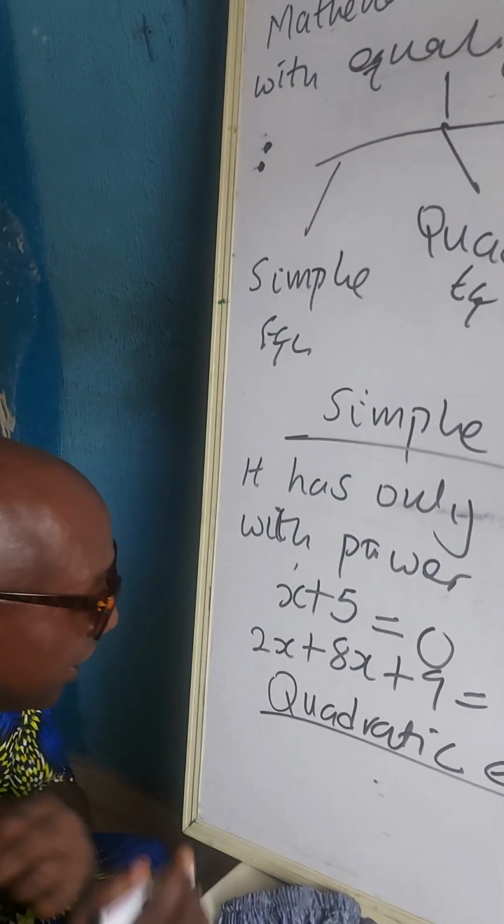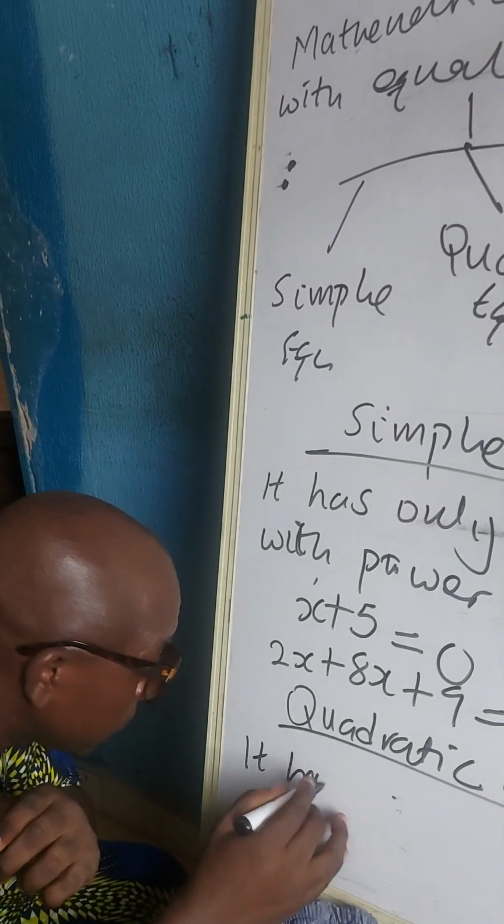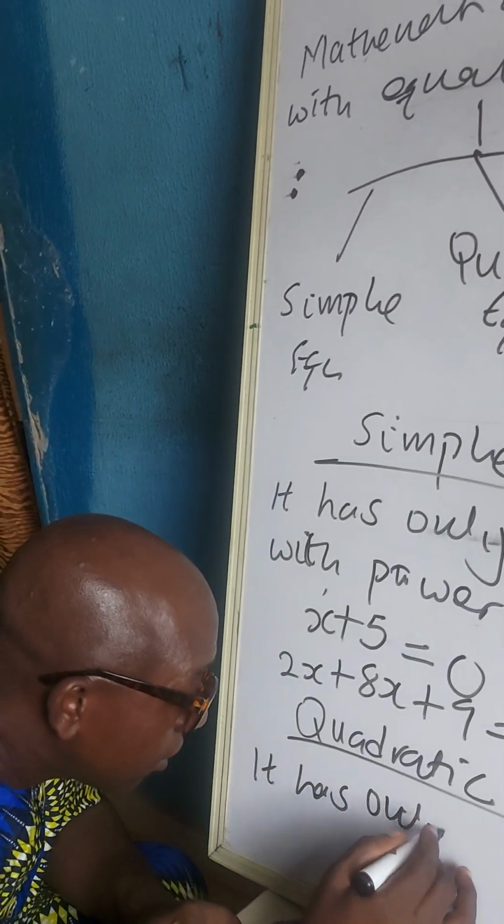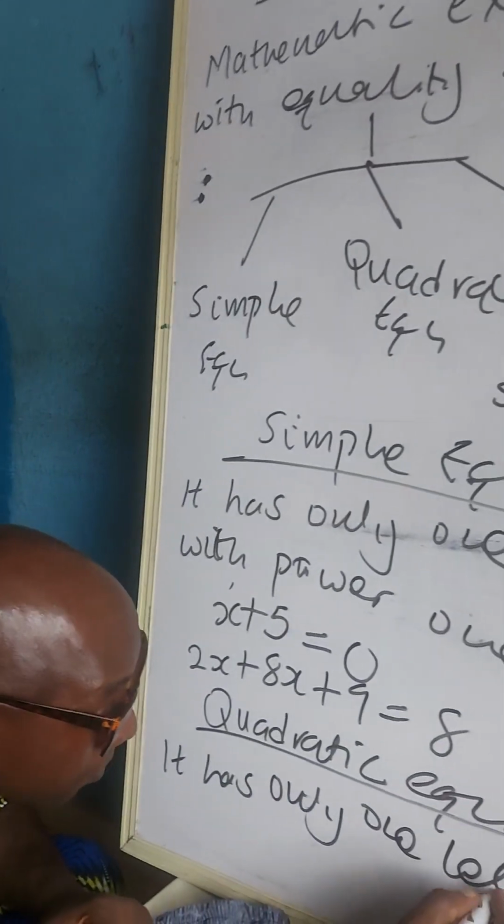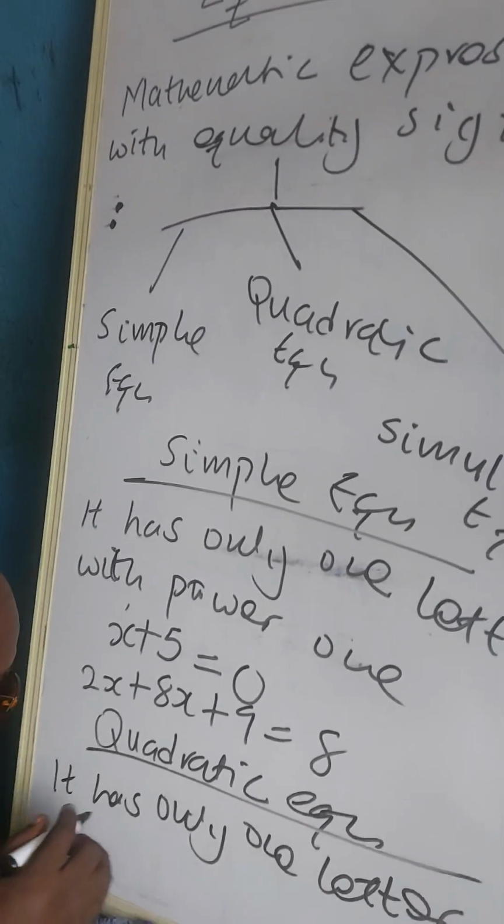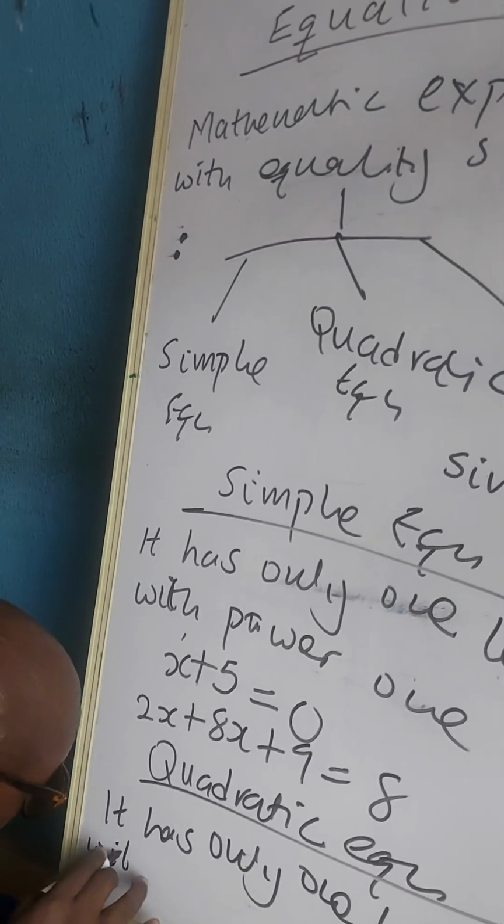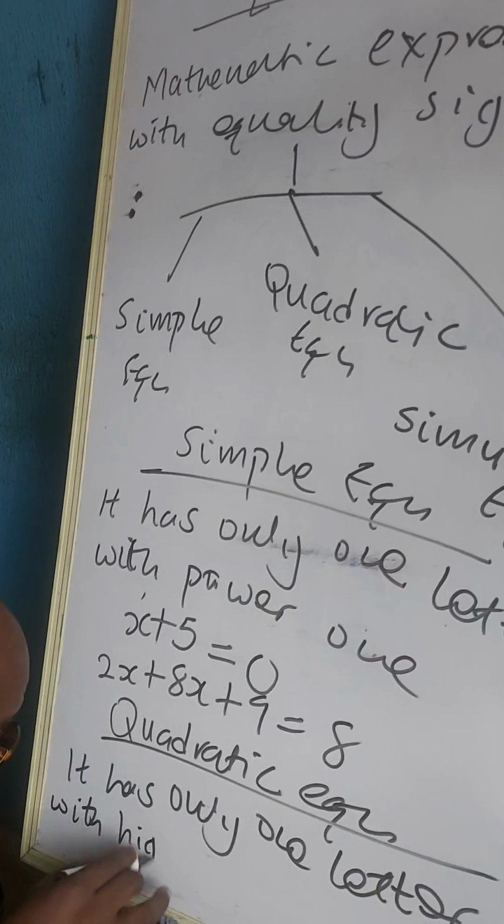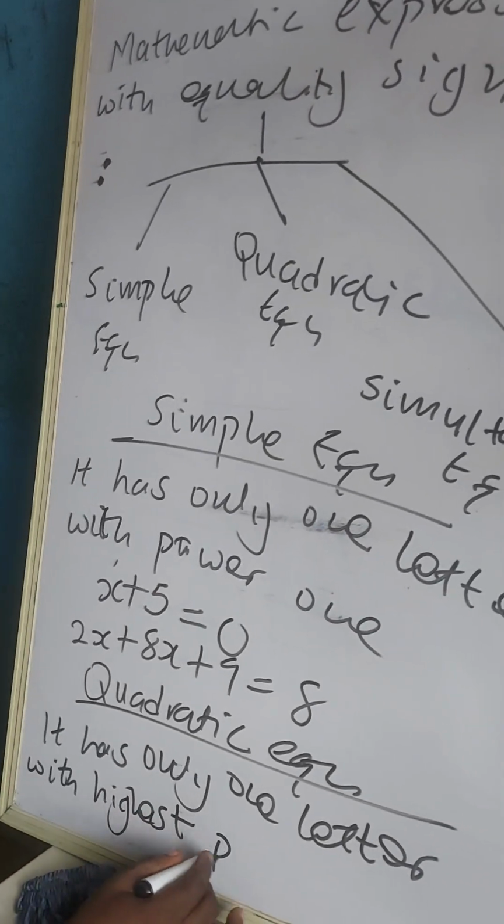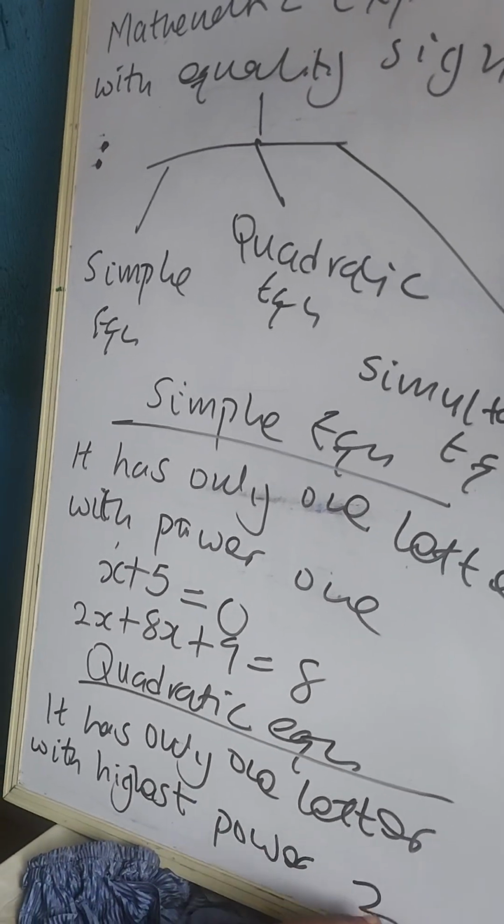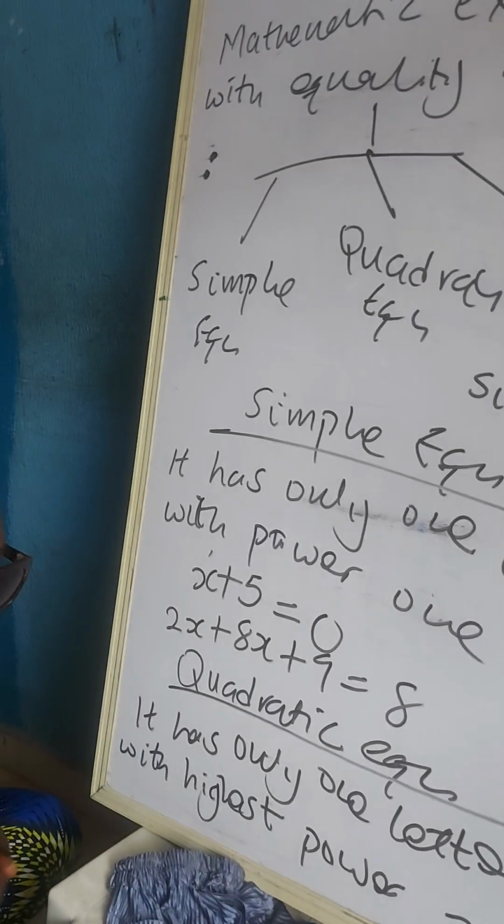Quadratic equation. It has only one letter with highest power 2, apart from the special quadratic equation, which we are going to make mention of later. Now, quadratic equation has only one letter, like linear equation, but highest power 2.